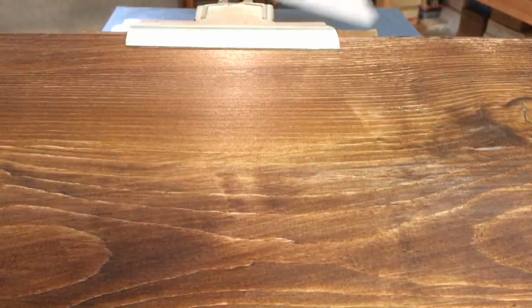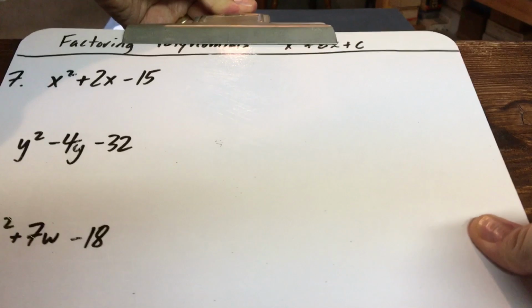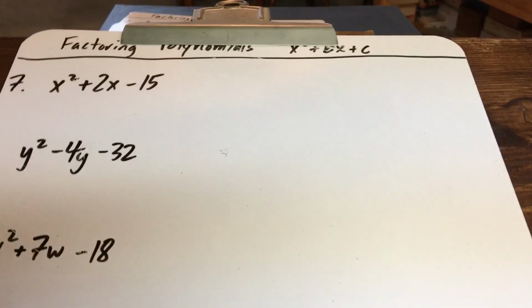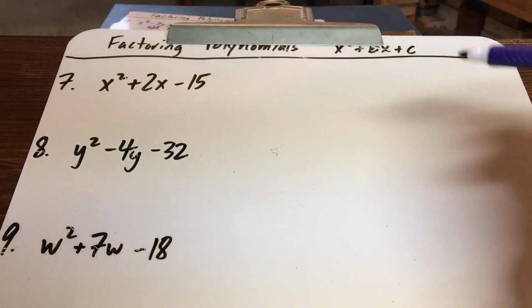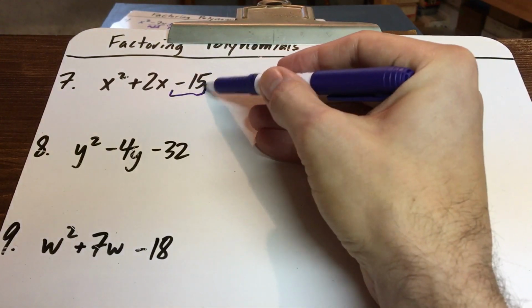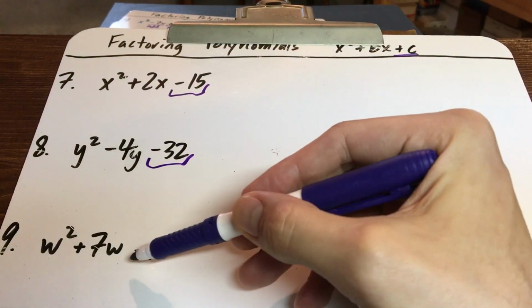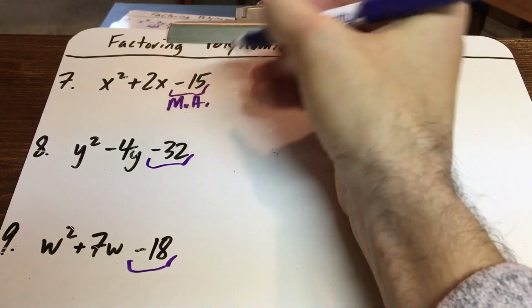Change my board out again. All right, so far all of them that we've seen have had a plus sign at the very end. The C has always been positive. So if you look at these, our letter C, our part at the end, is now negative on every single one of these, right? So that doesn't change our process. We're still doing the same thing. It's still a little brain teaser.